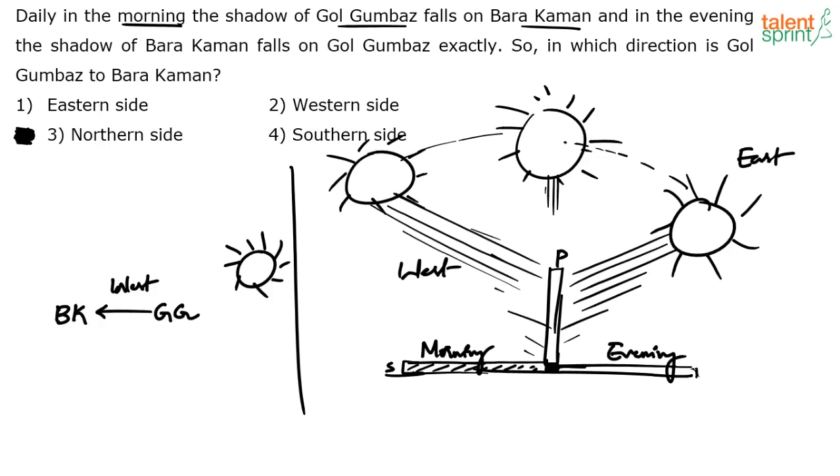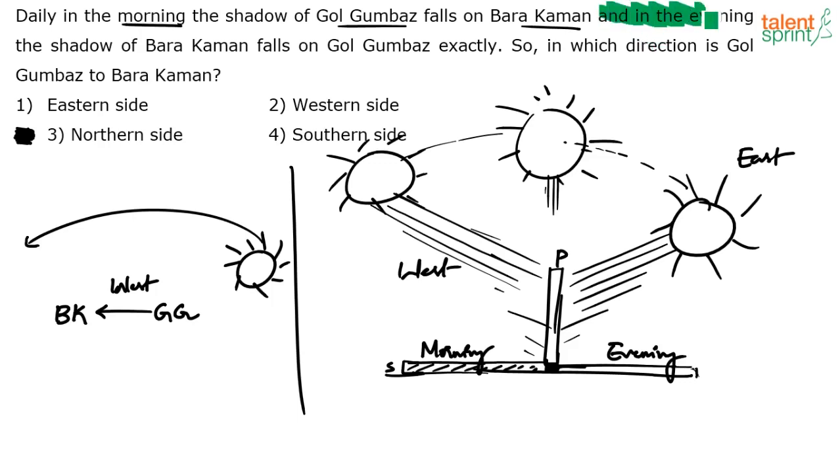And in the evening, the shadow of Barakaman falls on Golgumbaz. Obviously, when the sun comes in the west in the evening, Barakaman's shadow will fall on Golgumbaz. In the morning, Barakaman's shadow is also falling towards the west. But in the evening, Barakaman's shadow will fall on Golgumbaz and Golgumbaz's shadow will fall on this side, on the east side. But then the first statement itself is enough. I mean, the second part is redundant in my view. Let me highlight. The second part here is not really needed, right?